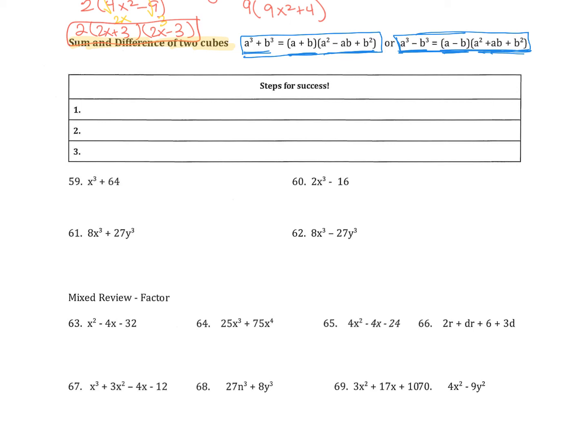So our steps for this one: the first thing you're going to do is find the cubed root of the first term. For those of you watching this at home, in the classroom I do show the students where the cubed root button is on the calculator. All our calculators have them, and that can help you if you're not sure what the cubed root of a number is. And we're going to find the cubed root of the second term. And then we're going to plug in our numbers into the correct formula.